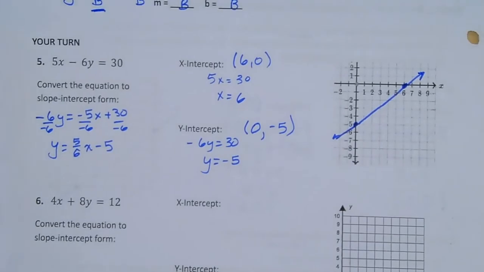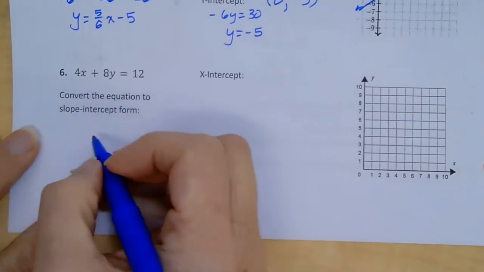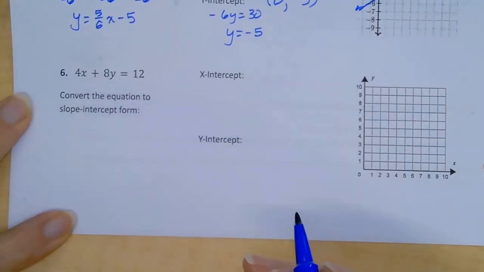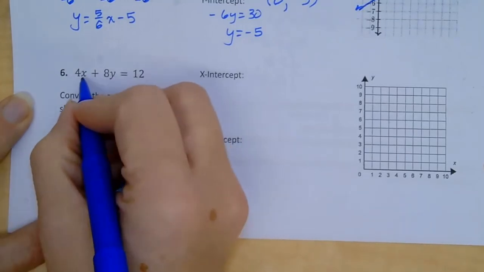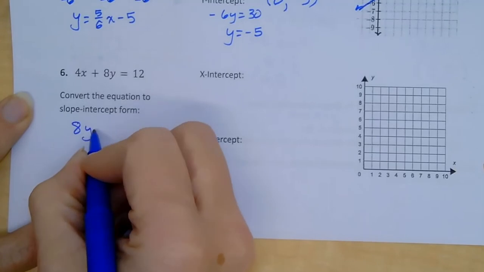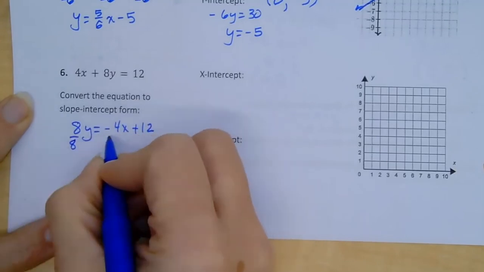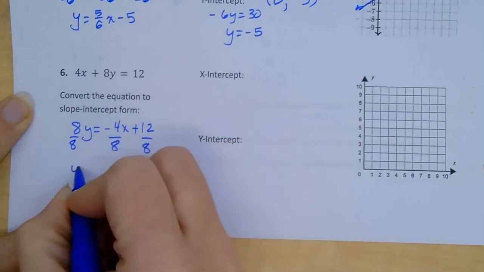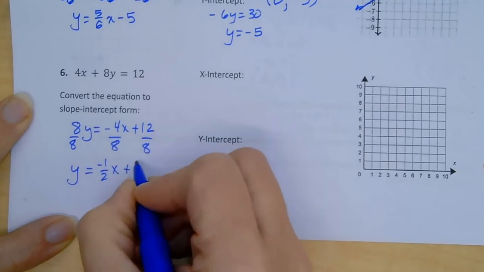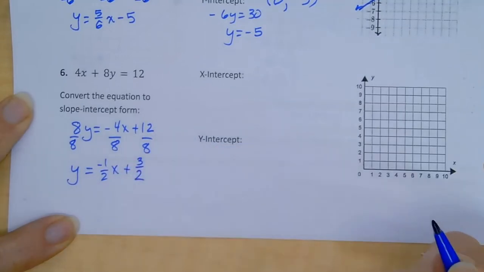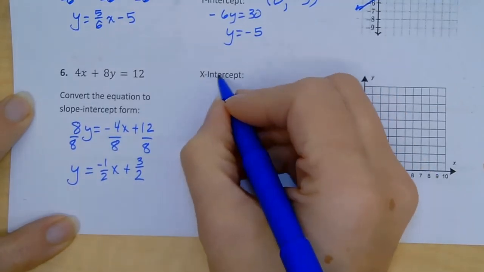All right. Try number 6, come back and see if you got it right. When we do number 6, we want to get y all by itself because we are converting to slope-intercept form. And so I'm going to subtract 4x from each side. I have 8y equals negative 4x plus 12. Then I'm going to divide every single term by 8. So I have y equals negative 1/2 x plus 3/2.